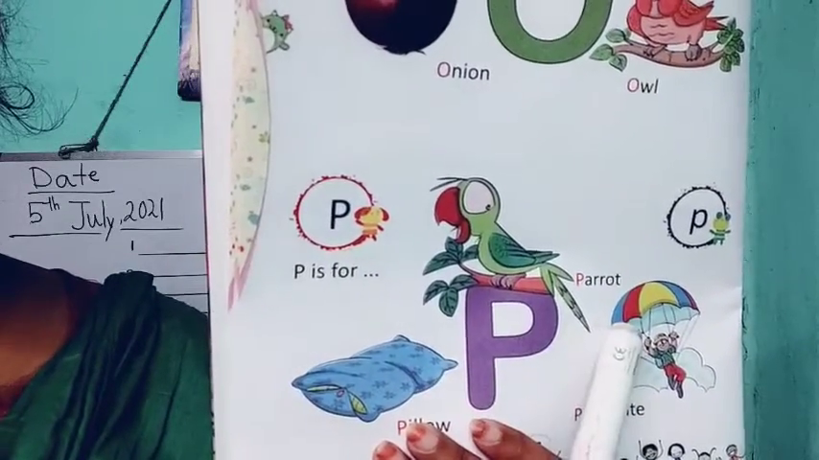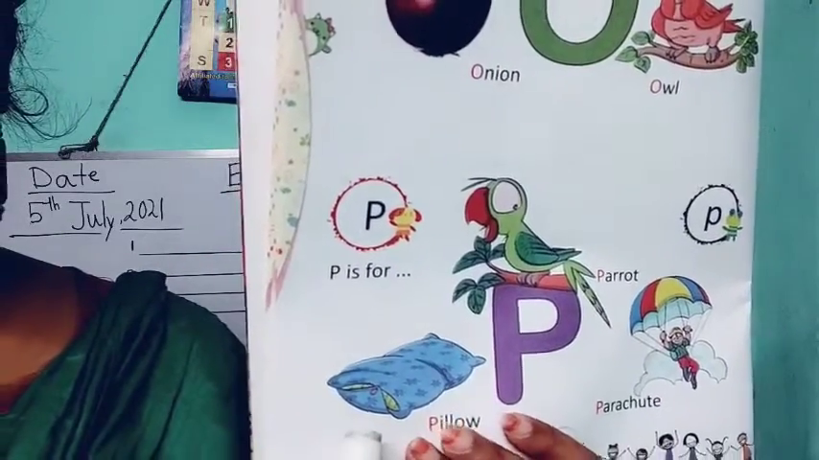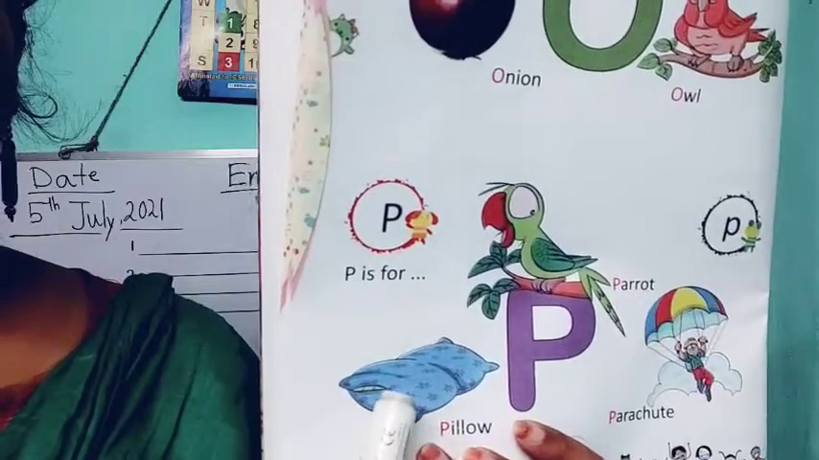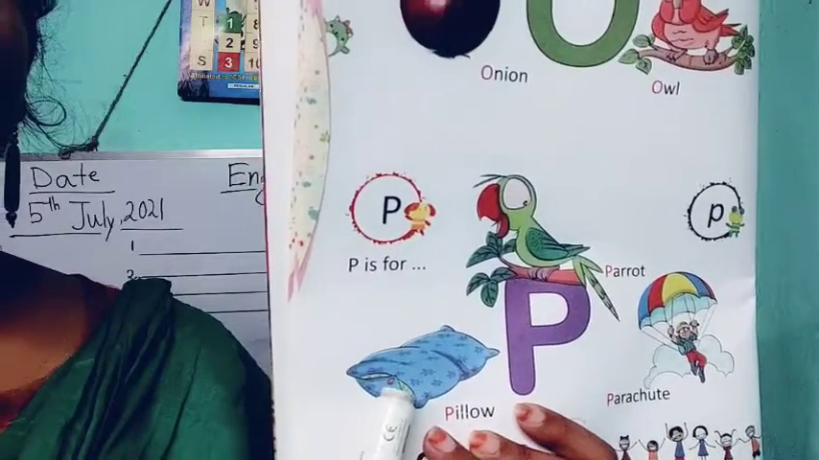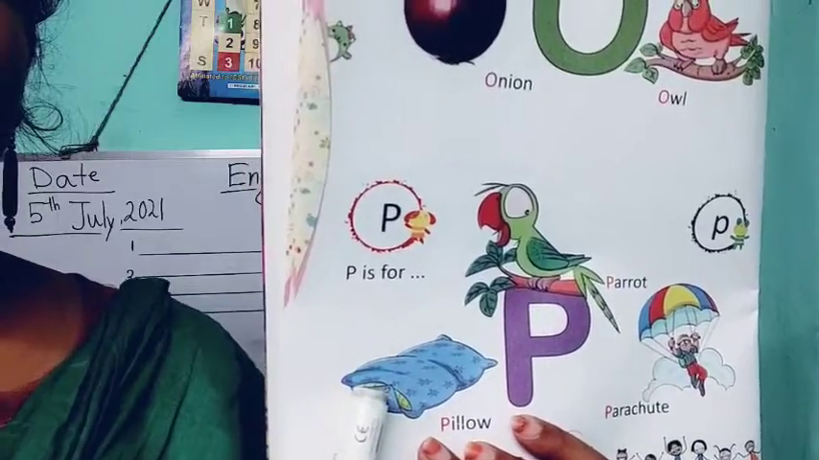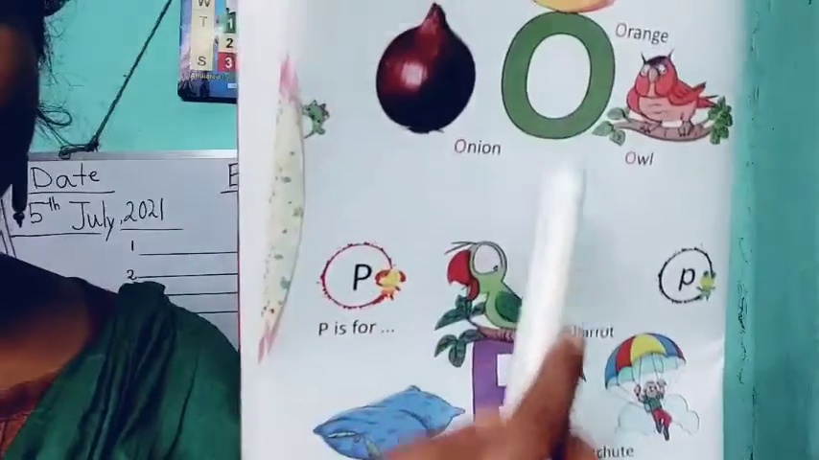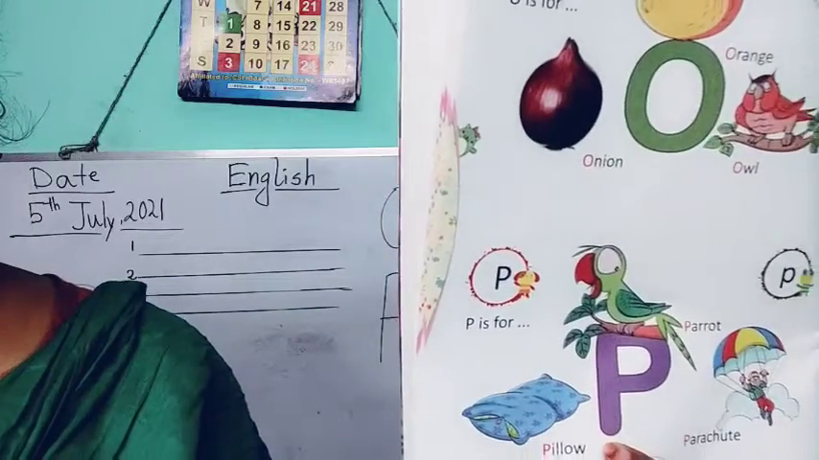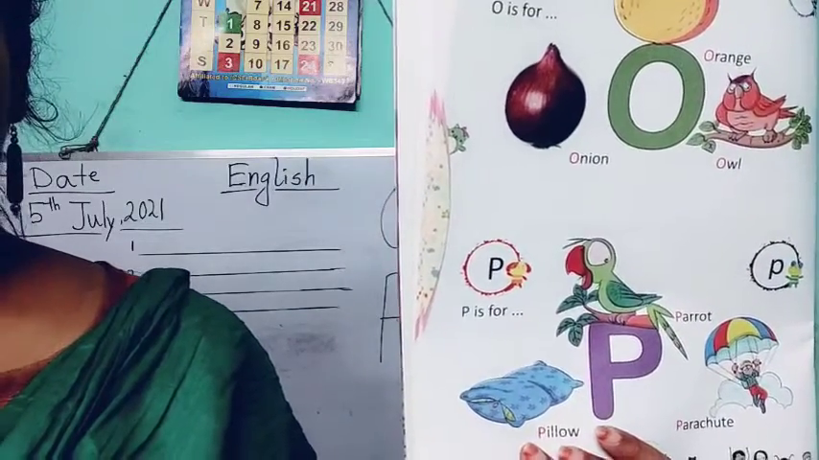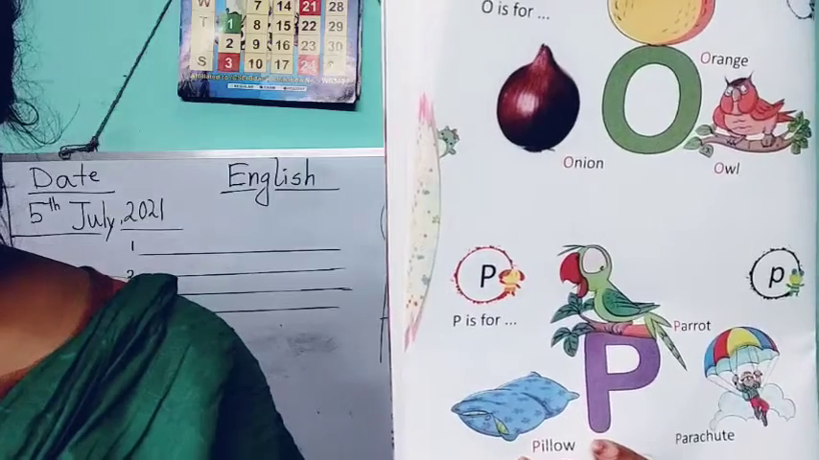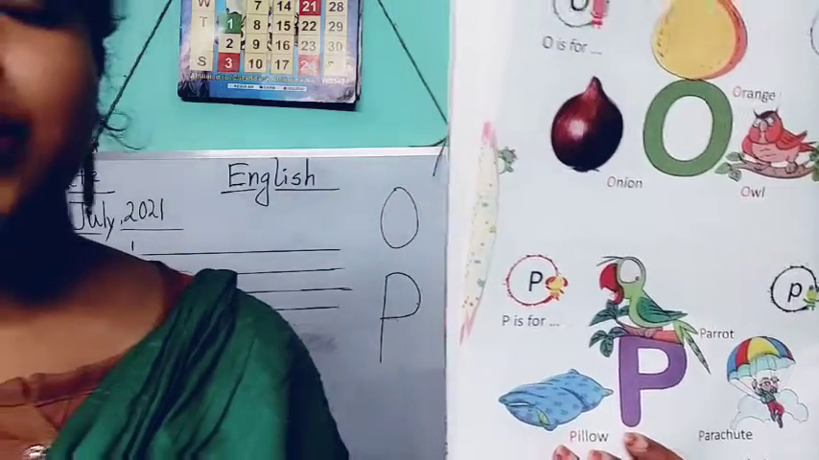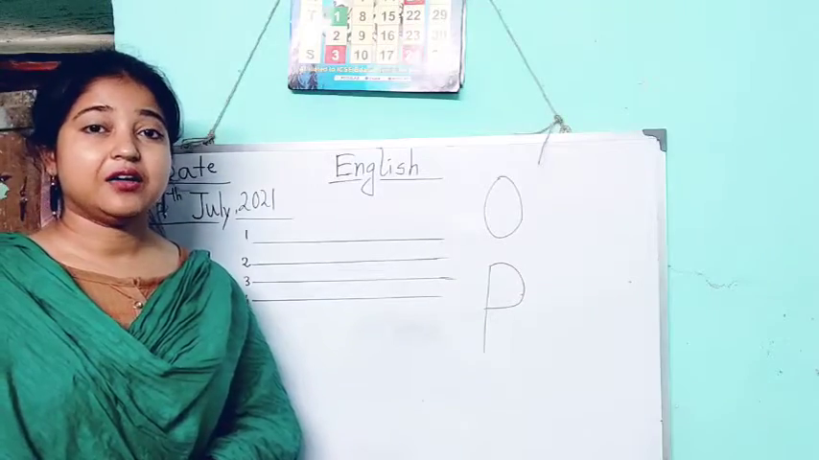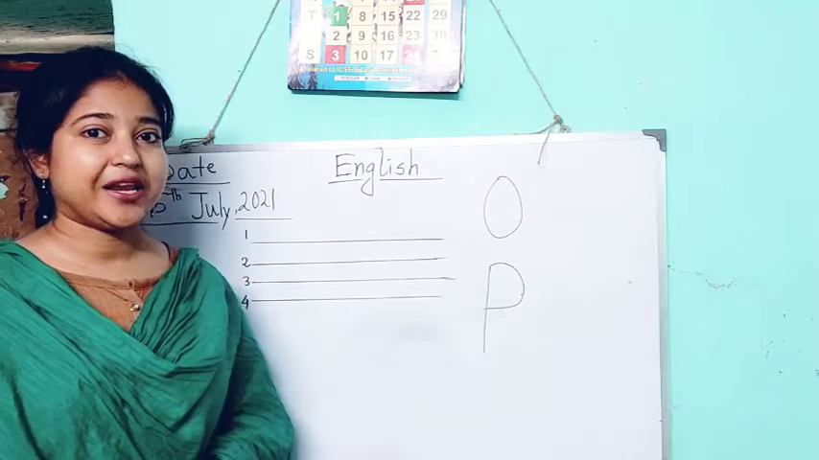P for parachute and P for pillow. This is your pillow in your home. So P for pillow. So these two letters we just learned in our live class. Now here we will learn how we can write the small letters.